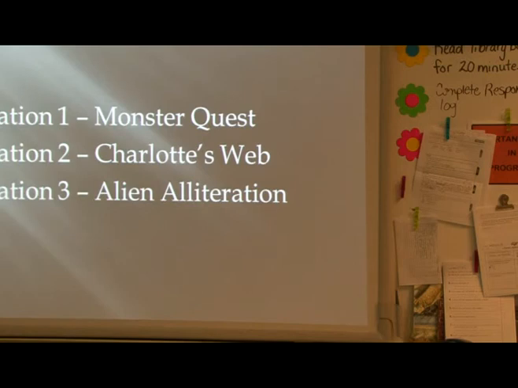And then the third station, Miss Anderson was going to head up with the alien alliteration. I'll let her tell you about that. We linked that in with the aliens. It's something we did years ago and we kind of pulled it back out. Alliteration is repeated consonant sounds over and over again. So we do tongue twisters and that kind of thing. And then we would make aliens, and on their tongue there would be a tongue twister.